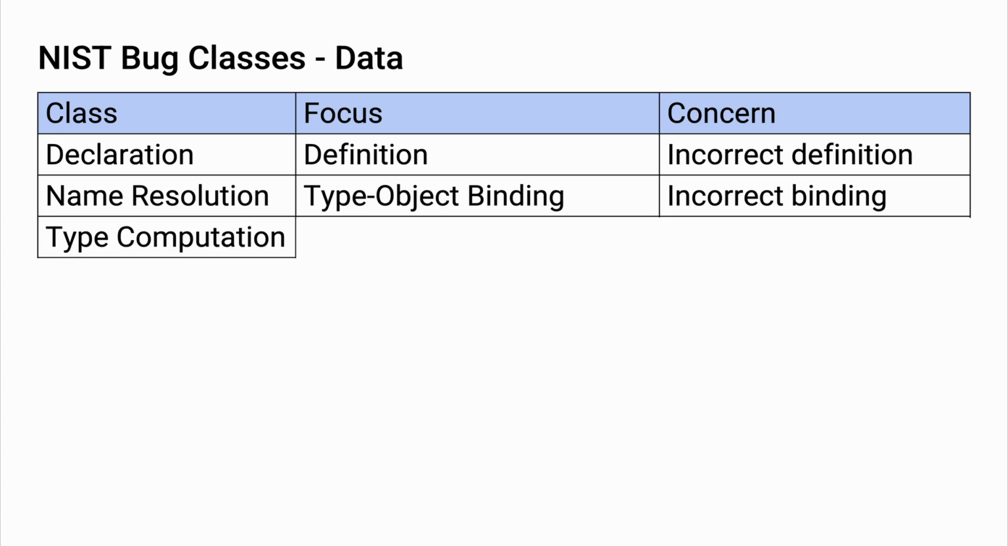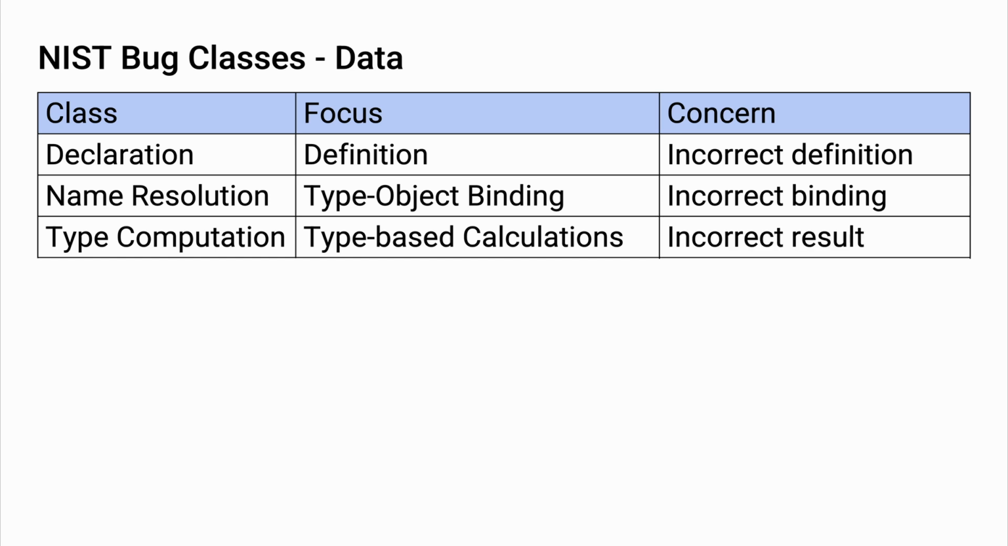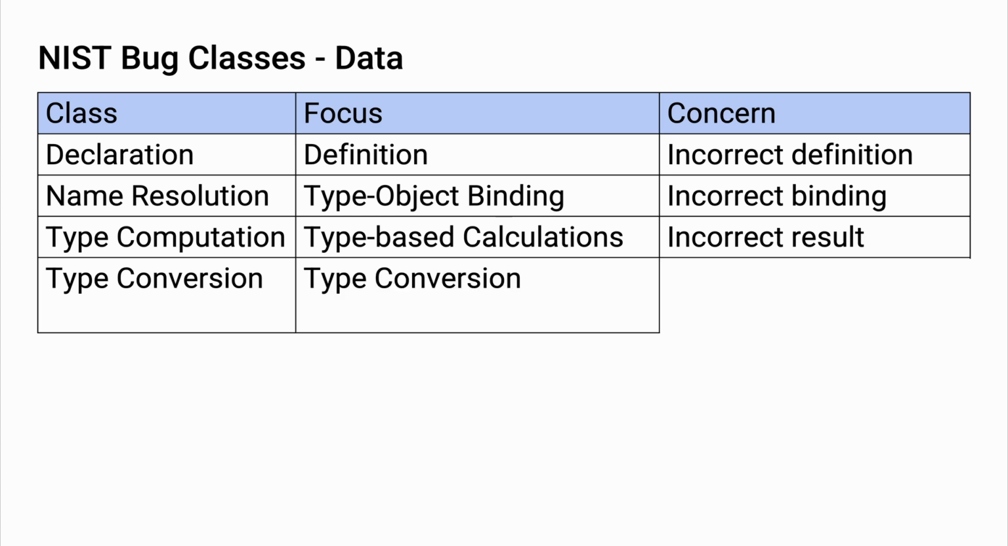Next is type computation, focused on type-based calculations, where we're dealing with things like array handling and offsets. Our concern here is that we'll end up with incorrect results from that. And finally, we have type conversion, where our focus is, as the name says, on type conversion, and we can have either data errors or type errors.